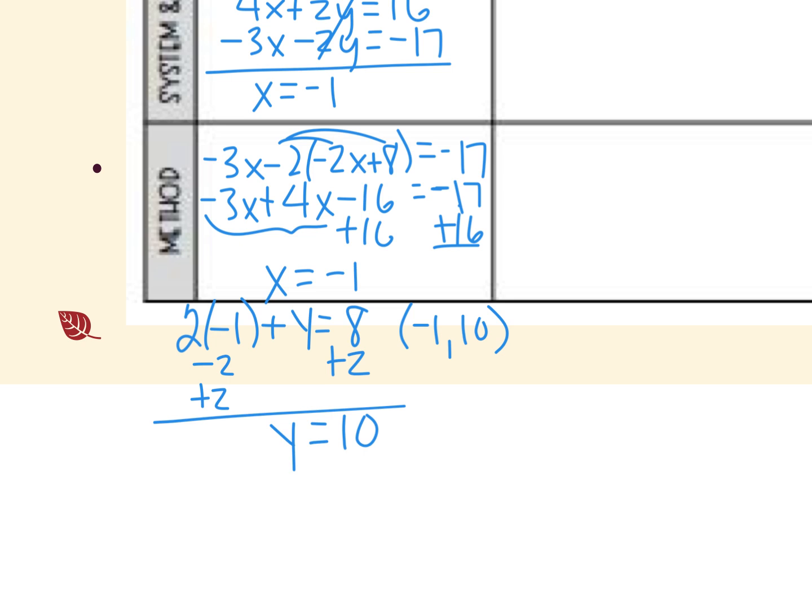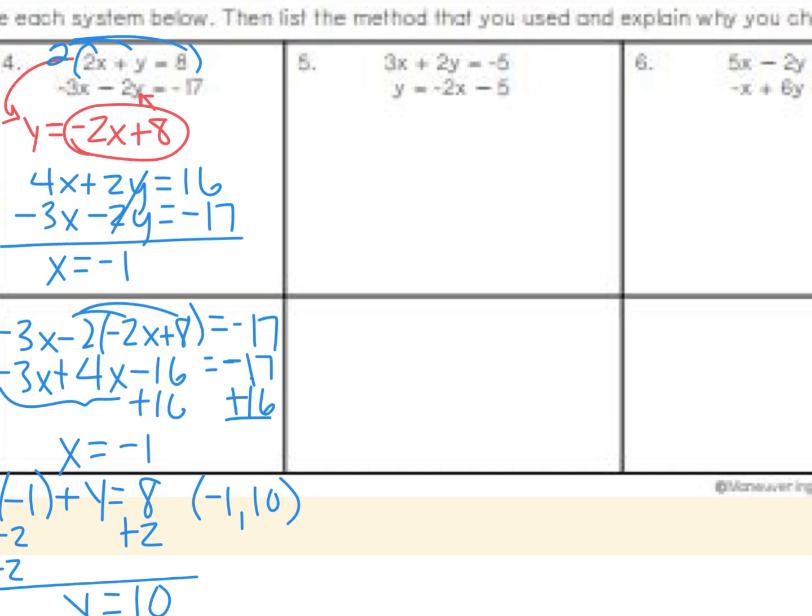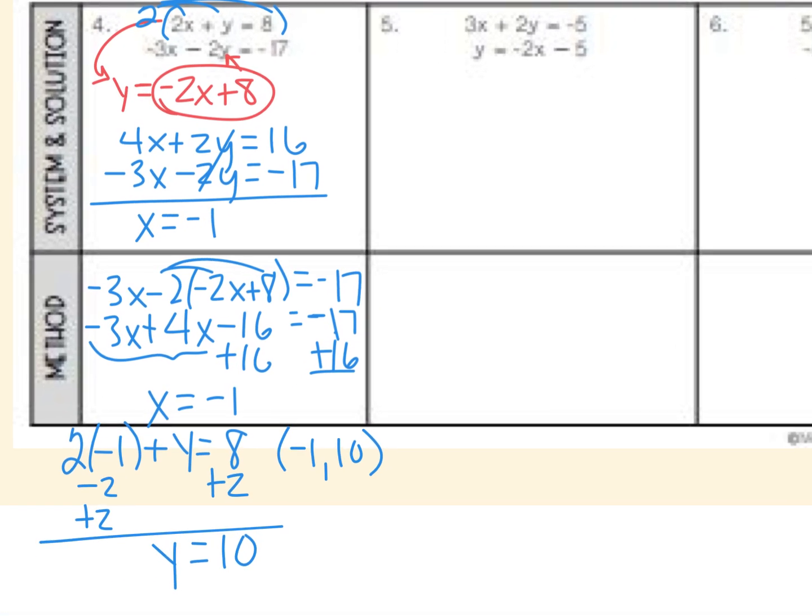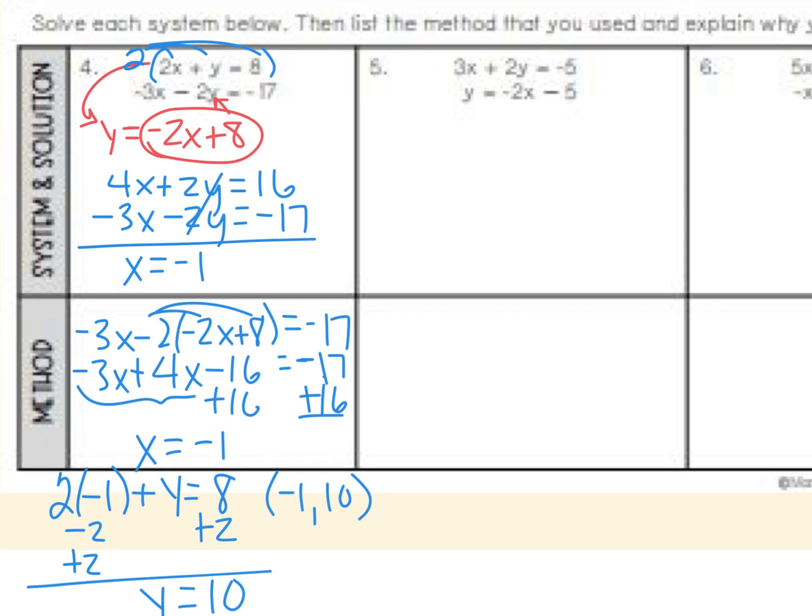Okay? Do we feel pretty comfortable with the solving aspect? Okay, is it really just the choosing? What would we choose to do on number 6 here? What are you thinking? Yeah, probably substitution. We would plug this in here. It's y. It would be y, so you could say 3x plus 2, negative 2x minus 5 equals negative 5.